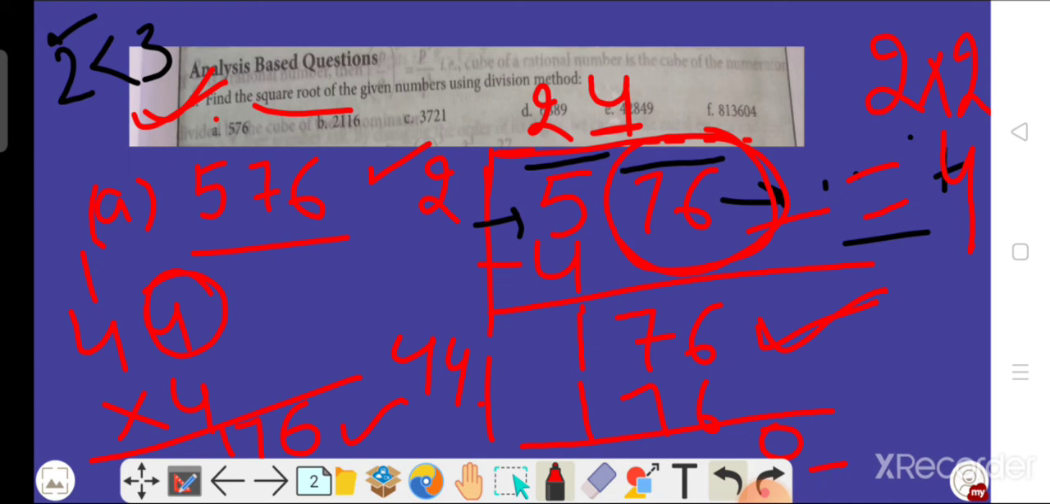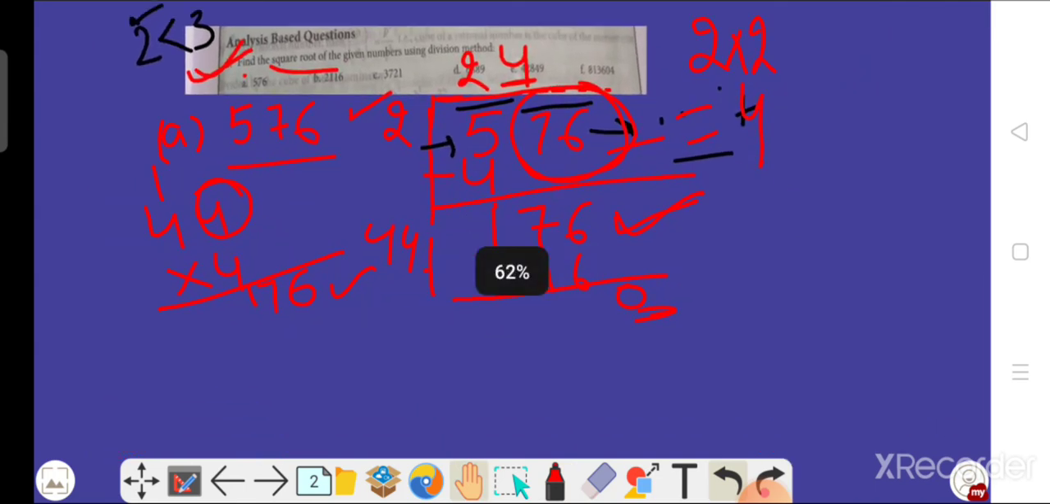Okay. So after getting 0 as remainder, we have reached our destination, and that is the square root of 576. So by this method we can write the square root of 576 is equal to the quotient, and the quotient is 24. This is the answer and this is the method of division by which we can find the square root of a given number, beta. Okay.